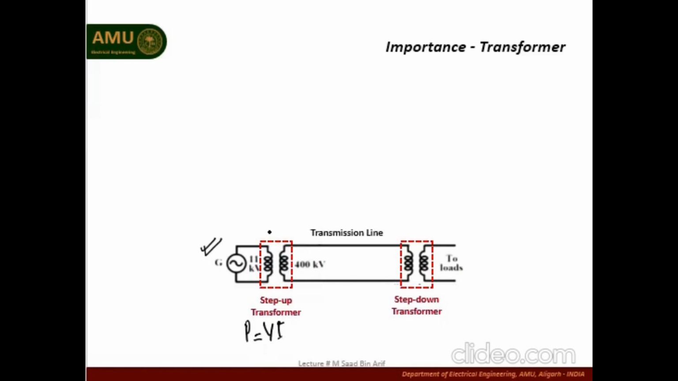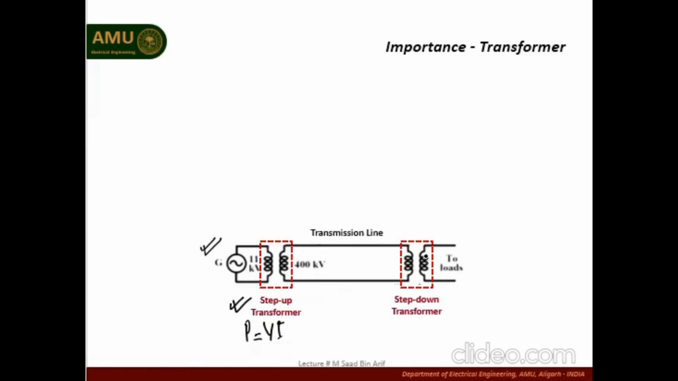For that, we will use a step up transformer. What a step up transformer will do is change the voltage level from 11 kV to, for example, 400 kV. And at that high voltage level, the transmission takes place and the power is transmitted to the load.